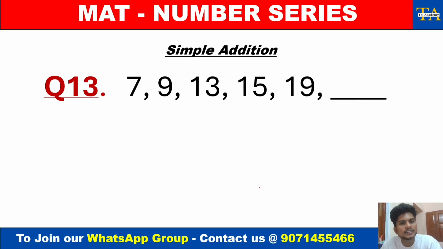So now let us see the 13th question. So here is our 13th question, 7, 9, 13, 15 and 19. So if you see 7 plus 2 is equal to 9 and 9 plus 4 is 13 and 13 plus 2 is equal to 15 and 15 plus 4 is equal to 19. So if you see the series here, we are adding plus 2 plus 4 plus 2 plus 4.